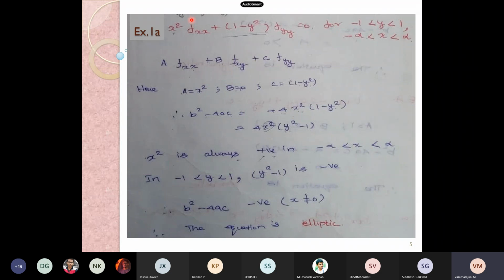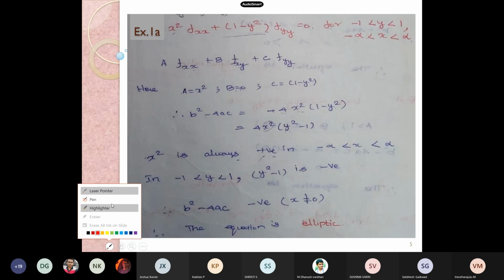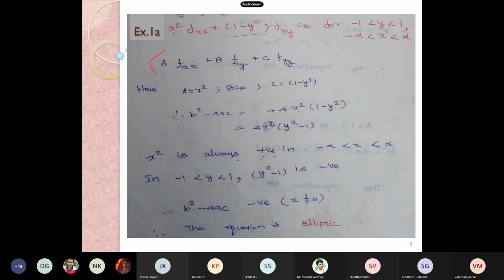When it is with the second derivative in y, that should be taken as c. So here, x square f_xx plus (1 minus y square) f_yy is equal to 0. The y varies from -1 to 1 and x varies from minus infinity to infinity. So this is the basic equation, the basic information which we are getting from the problem.